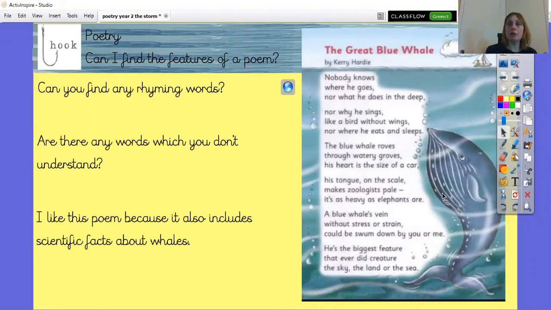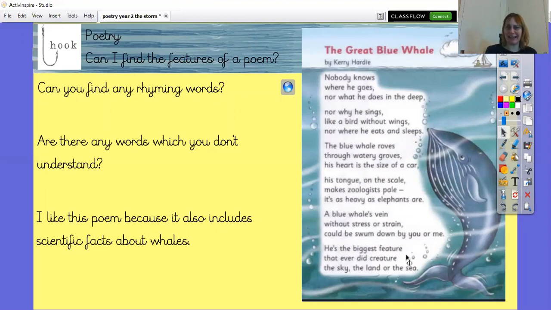Nobody knows where he goes, nor what he does in the deep, nor why he sings like a bird without wings, nor where he eats and sleeps. The blue whale roves through watery groves. His heart is the size of a car. His tongue on the scale makes zoologists pale. It's as heavy as elephants are. A blue whale's vein, without stress or strain, could be swum down by you or me. He's the biggest feature that ever did creature the sky, the land, or the sea.